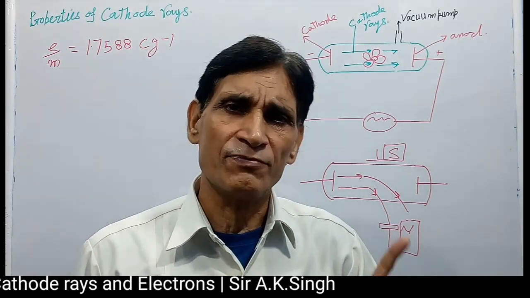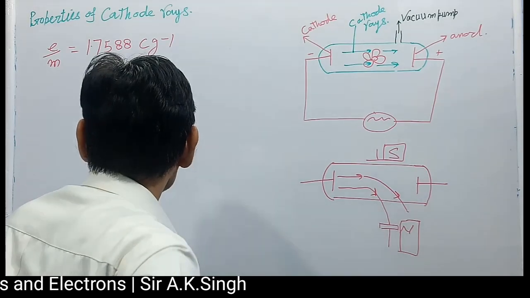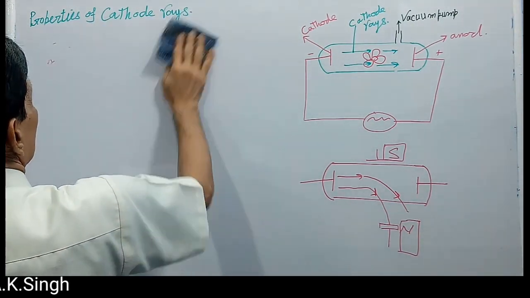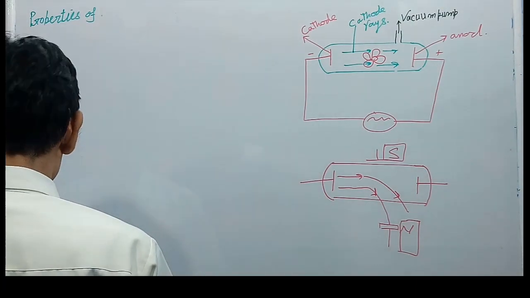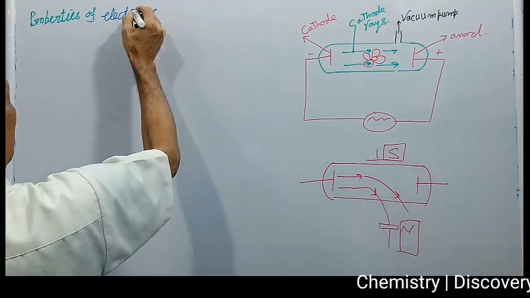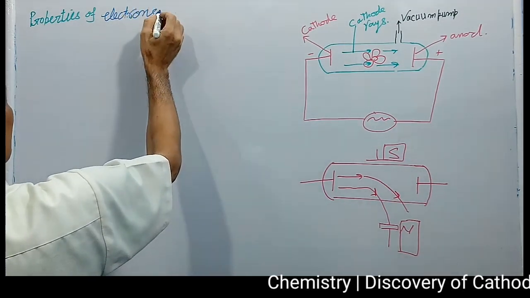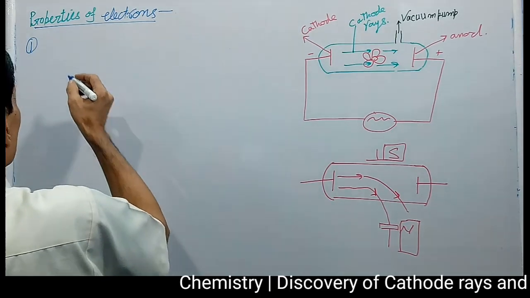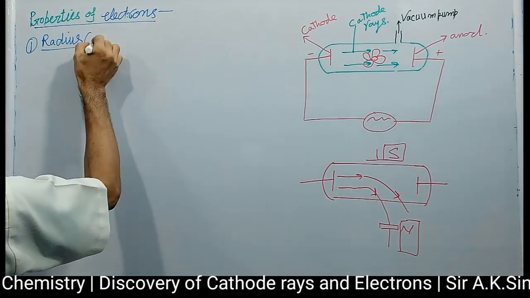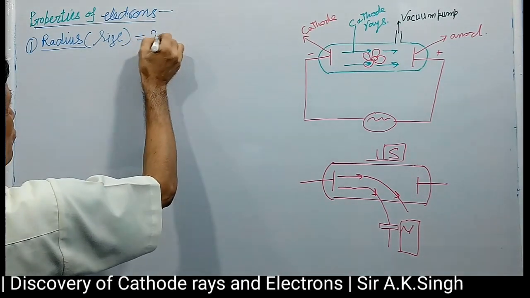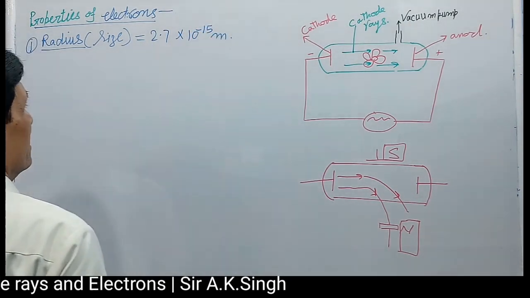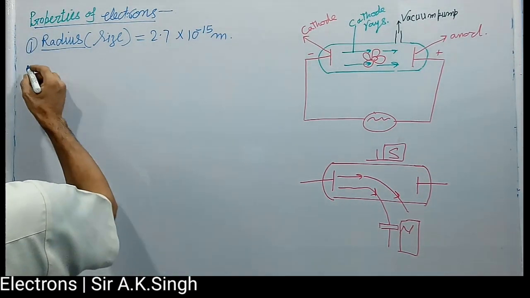Now let us see the properties of electrons. First, about size or radius: the size of an electron is approximately 2.7 into 10 to the power minus 15 meter. It was calculated to be an extremely small particle.